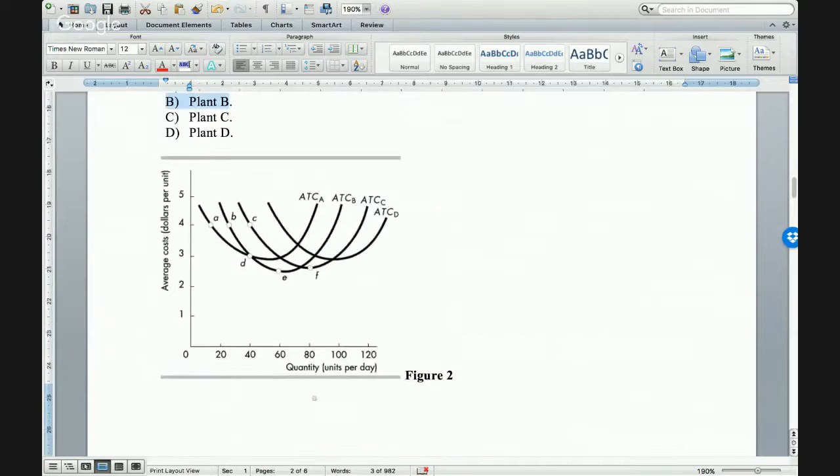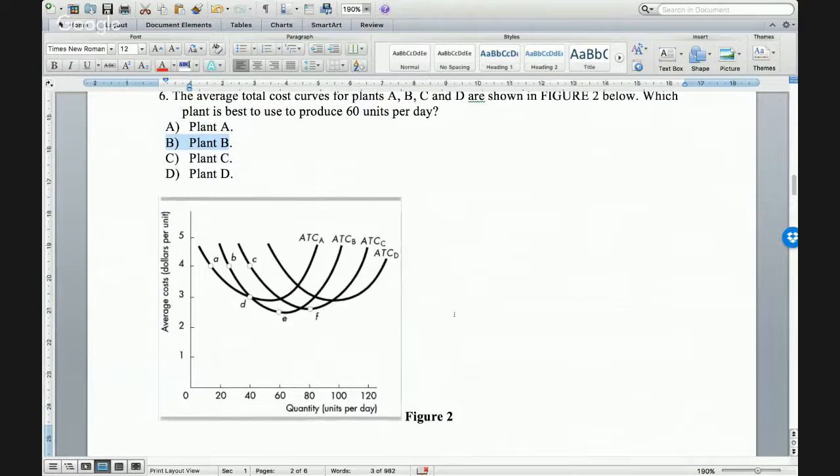If the question was asked, if the firm was to produce, say, 40 units, the best option would be plant A, because that's most efficient. Likewise, if it was 80 units, you're looking to produce with plant C.